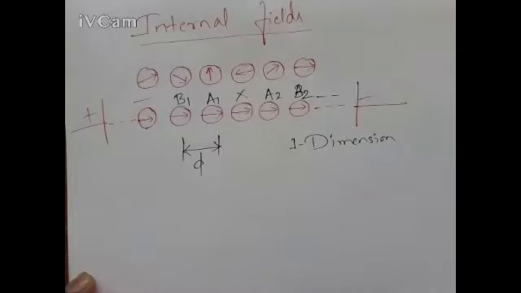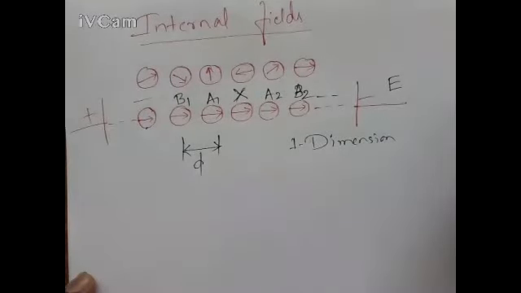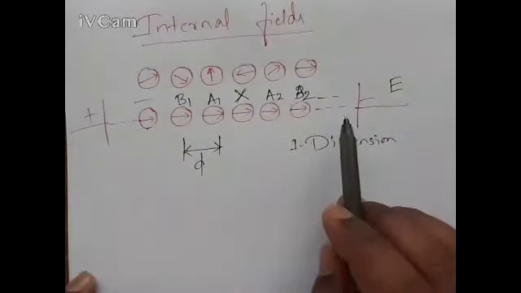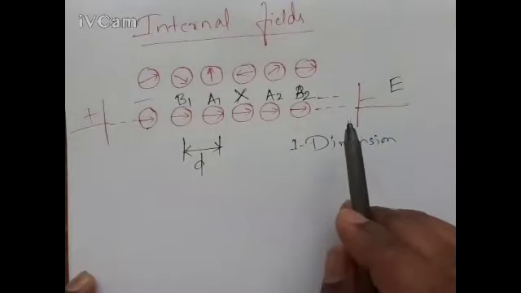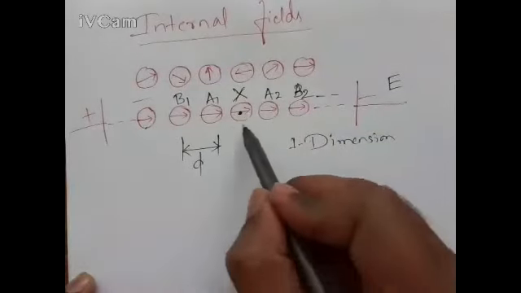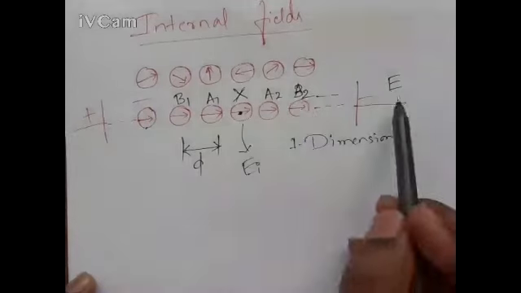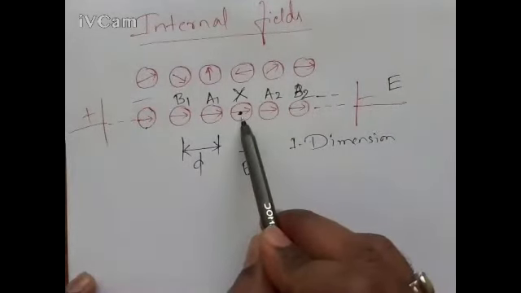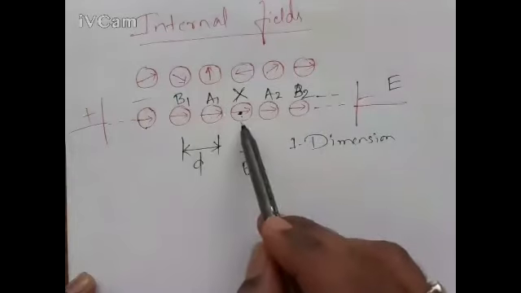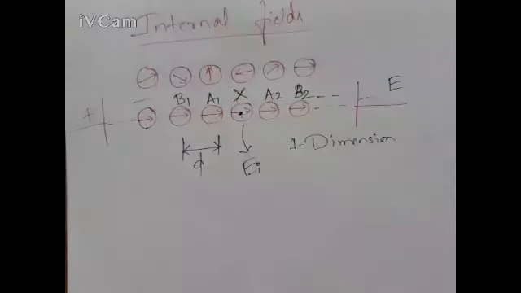In the last class I told that E is the external field which we are applying to this material, whatever the positive and negative we are applying. I want the field at this point, that means I need the internal field, called EI, the internal field. The external field is acting on this point, and the field due to the surrounding atoms is also there. There are two fields acting on this atom X or molecule X.